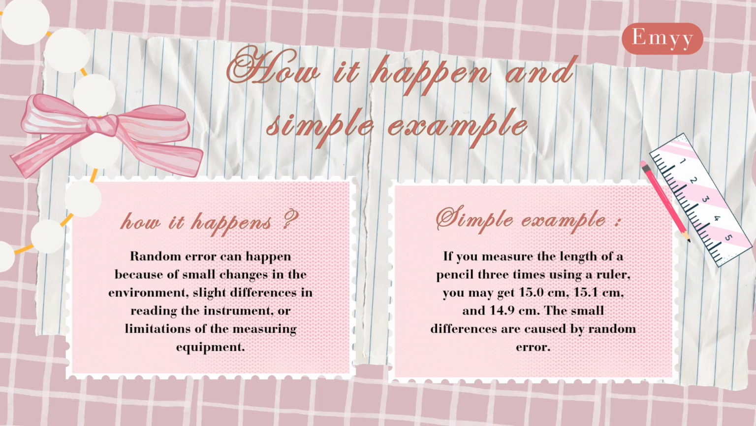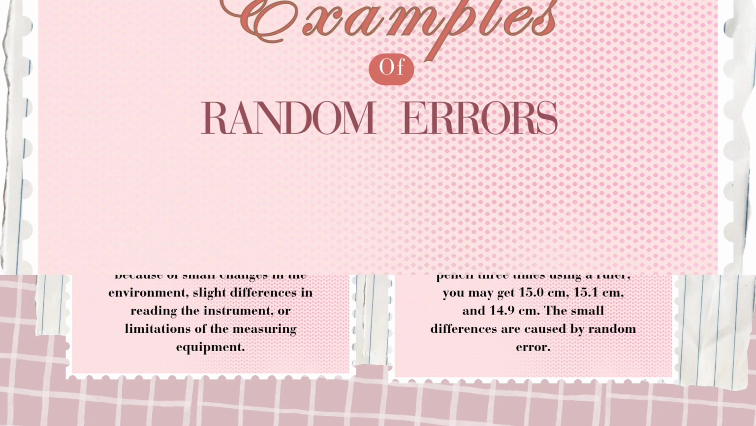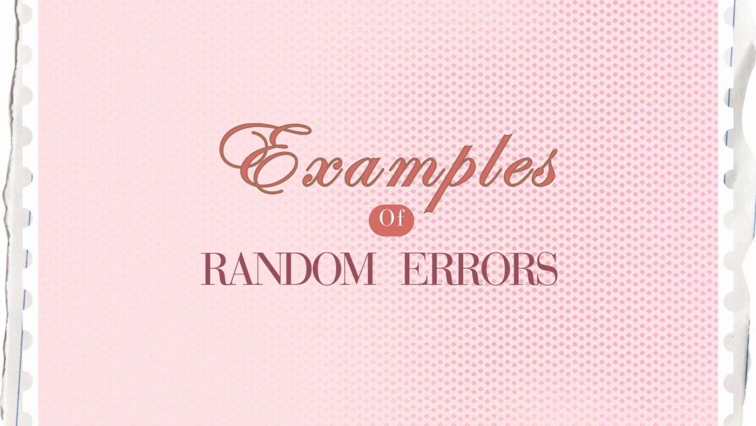For example, the environment or the measuring instrument can affect the reading. So, when we measure the same object several times, we may get slightly different results. For example, a pencil measured 3 times may give 15.0 cm, 15.1 cm, and 14.9 cm. These small differences are caused by random errors, which is weighing error.